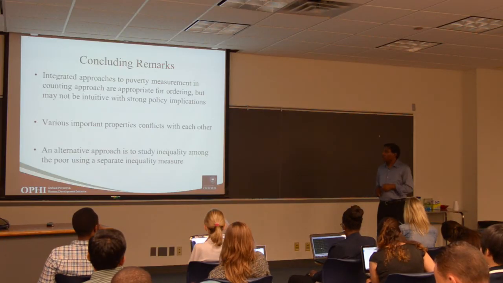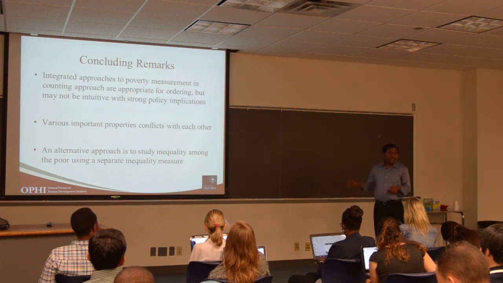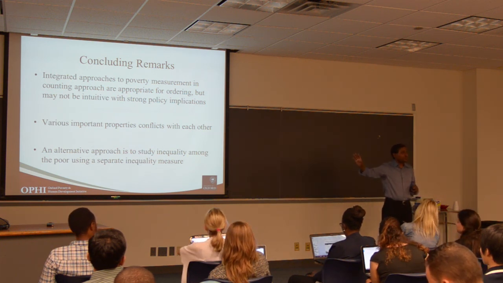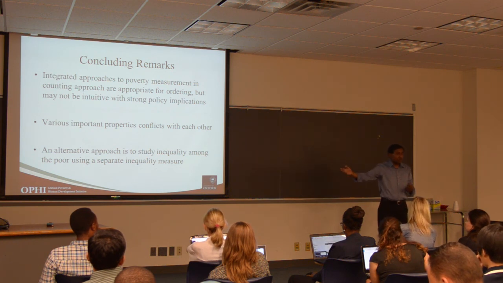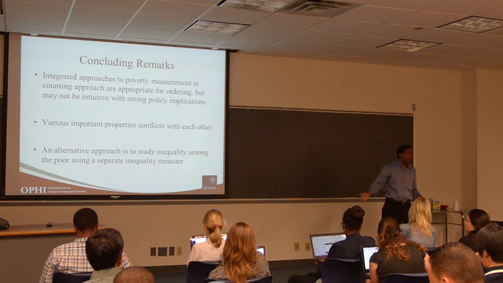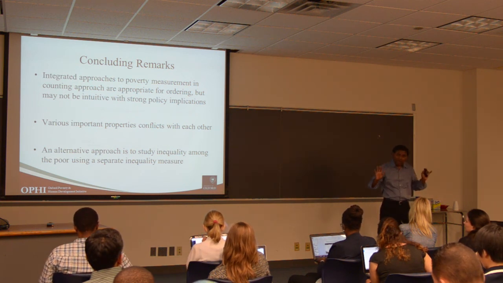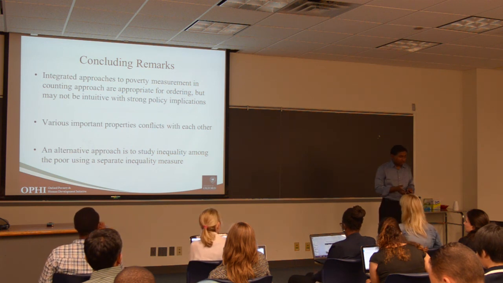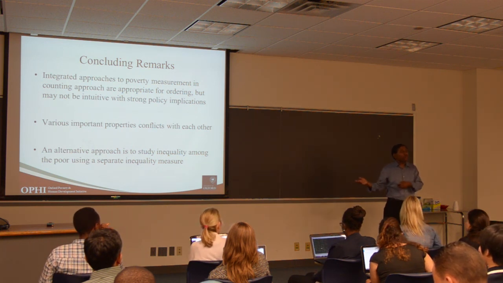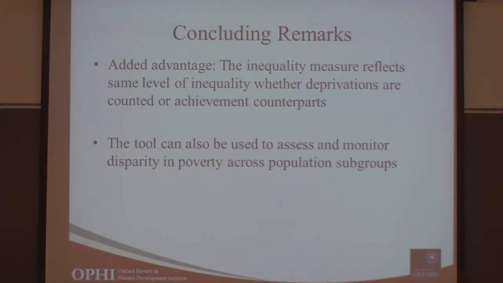What is the way out? This is an alternative approach. I'm not saying forget about the inequality sensitive poverty measures, because many people who are not so close to policy may argue that distributional properties are more important. It's a normative judgment. If you have that normative judgment, choose an inequality sensitive poverty measure. If not, this is an alternative way to proceed. And the added advantage, of course, is that you can add a particular inequality measure that reflects the same level of inequality, whether you are in a deprivation world or in an achievement world.